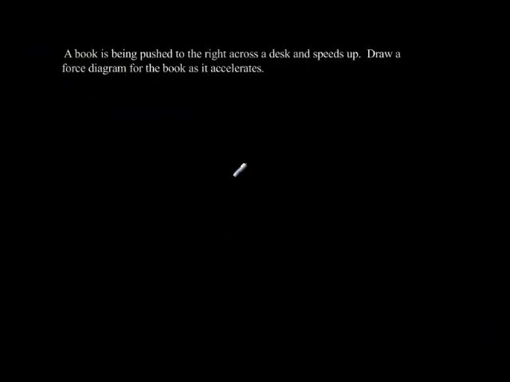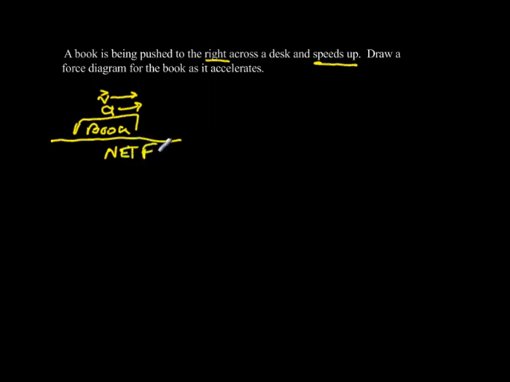All right, so I have a book being pushed to the right across the desk and speeds up. This is the key: speeds up. What direction is it speeding up? The same direction that it's being pushed. So here I always want to draw a diagram. Here's my book. It has a velocity in this direction, and it is speeding up, so that means my acceleration has to be in the same direction. And if that's in that direction, that means that my net force is also in that direction. I'm going to start using this for net force. These two are the same thing, so we'll get rid of that one. My net force is also in that direction.